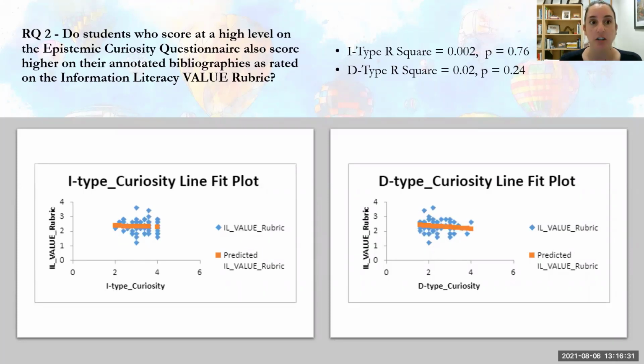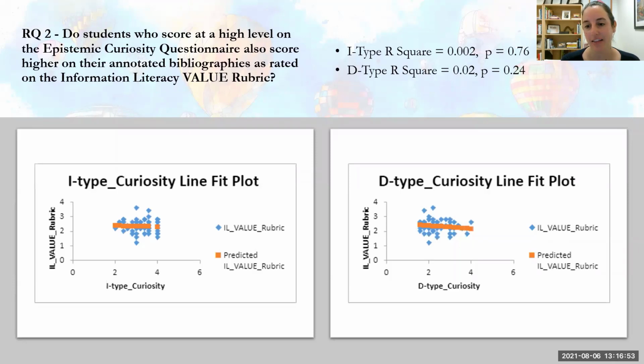For research question 2, that's where I was looking at epistemic curiosity compared to their scores on their annotated bibliographies. Here, there was no relationship. You can see the p-values are much higher. They were greater than 0.01, much greater. So it's possible that these were just statistically random. The R-squareds are really showing that there's no relationship here.